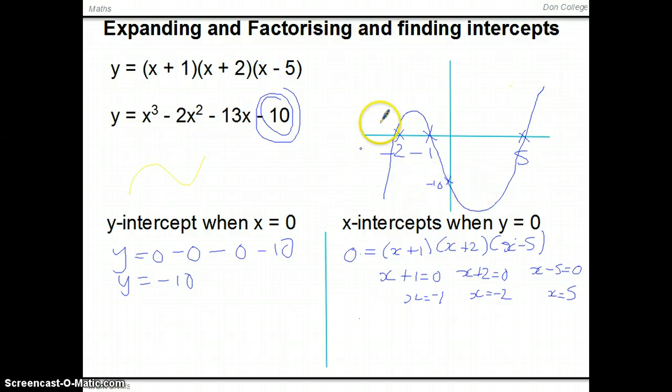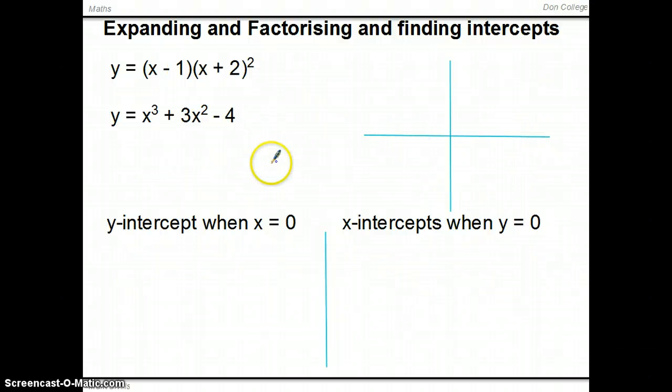Alright, and we're going to look at how we lay our working out in the next video, so we tie it all together. But there's a couple of other things I want to show you first. This one here is the effect of a double bracket, or a double zero. So we've got x minus 1 and x plus 2 squared. Now another way to write that would be like this, x minus 1, x plus 2, and it means it's times by x plus 2 again, like that.